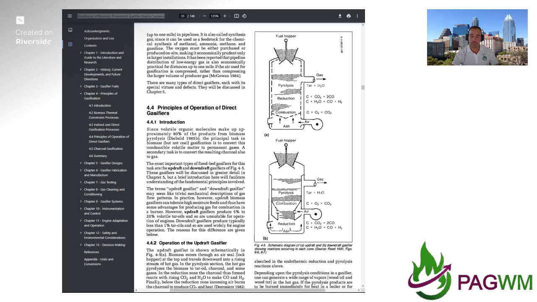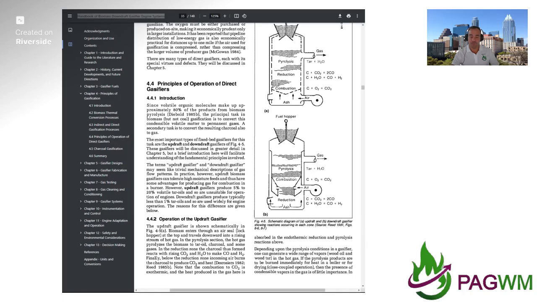These gasifiers will be discussed in greater detail in Chapter 5, but a brief introduction here will facilitate understanding of the fundamental principles involved. The terms updraft and downdraft gasifier may seem like trivial mechanical descriptions of gas flow patterns. In practice, however, updraft biomass gasifiers can tolerate high moisture feeds and thus have some advantages for producing gas for combustion and burners. However, updraft gasifiers produce 5 to 20% volatile tar oils and are unsuitable for operation of engines. Downdraft gasifiers produce typically less than 1% tar oils and are used widely for engine operation. The reasons for this difference are given below. That's very interesting.